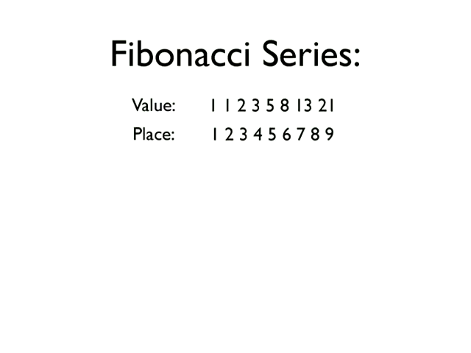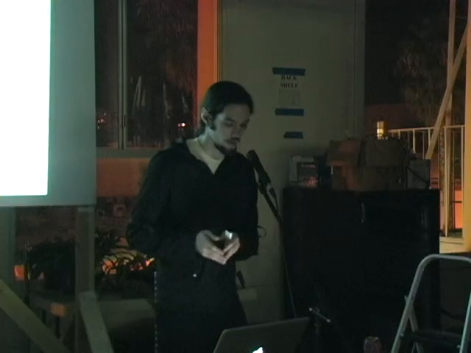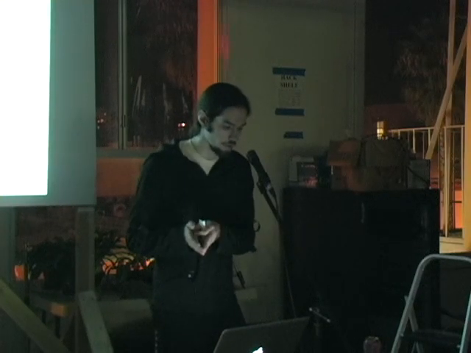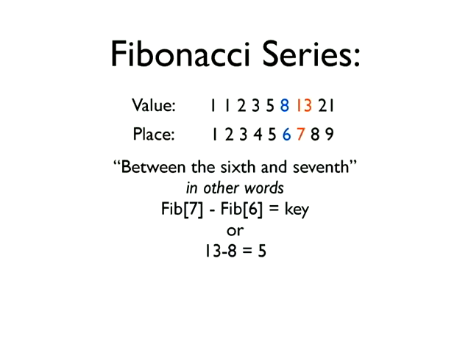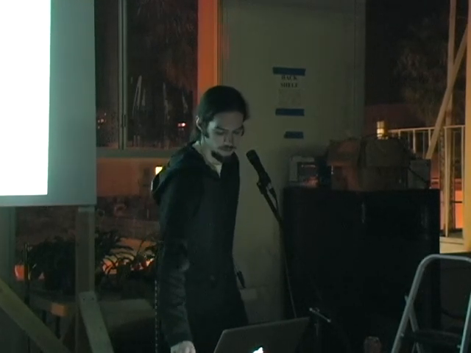So you get what we call a mathematical series, where you have these values, and each value corresponds to a specific place. So you get the 7th place is 13, the 9th place is 21. So the key word here is between the 6th and 7th. In other words, we're referring to the places. So between the 6th place and the 7th place of the Fibonacci series, which is 13 minus 8, the key is 5.